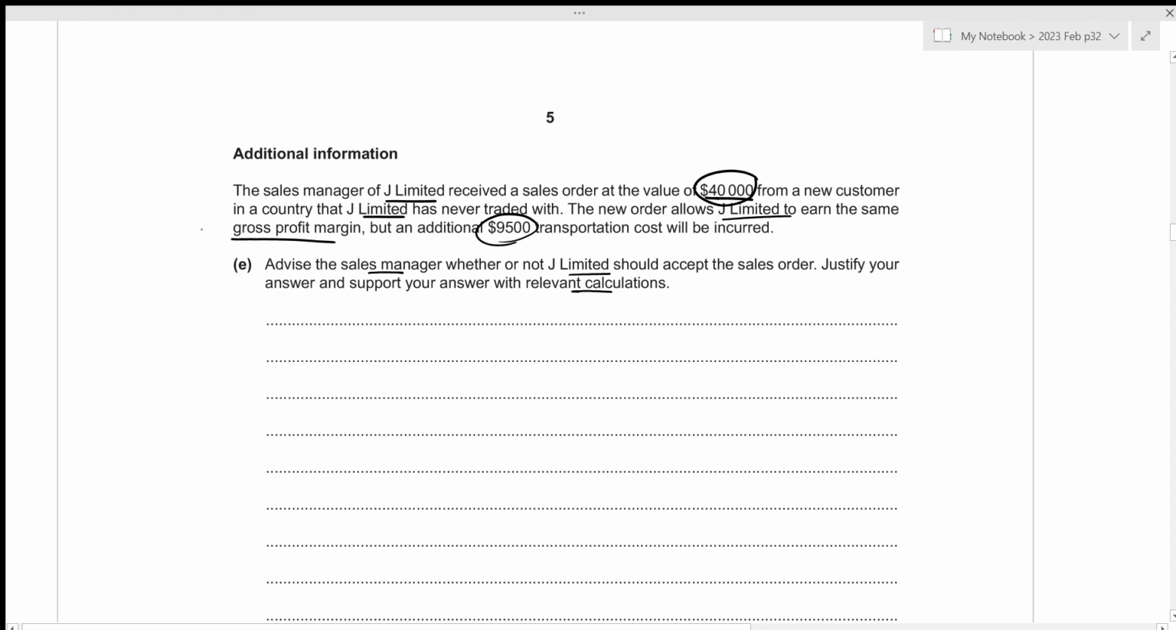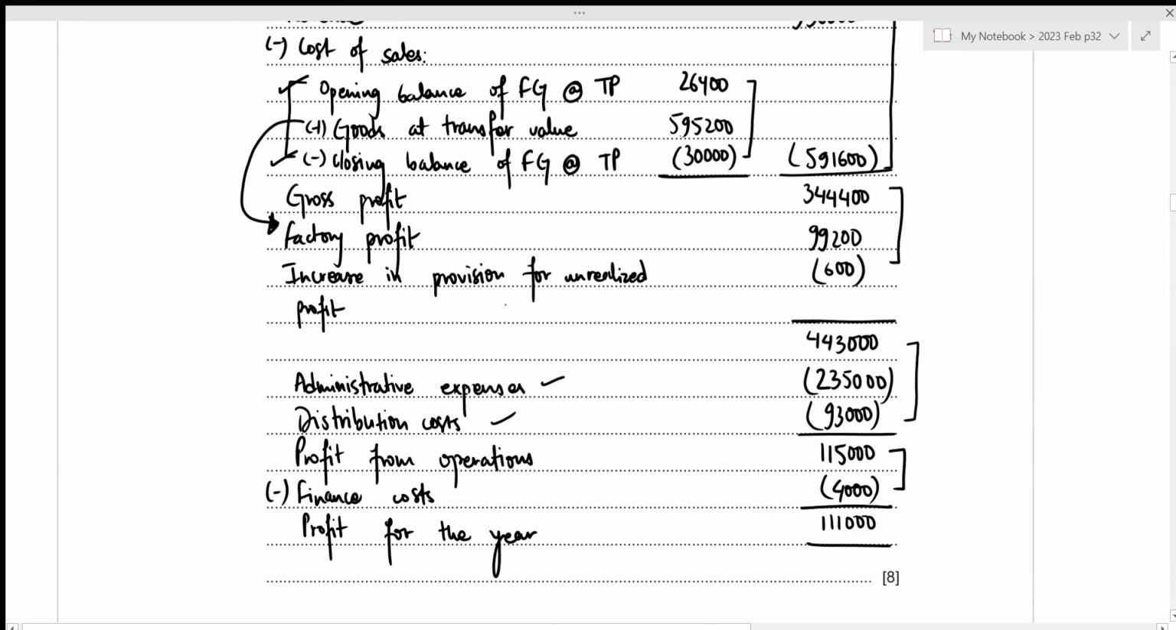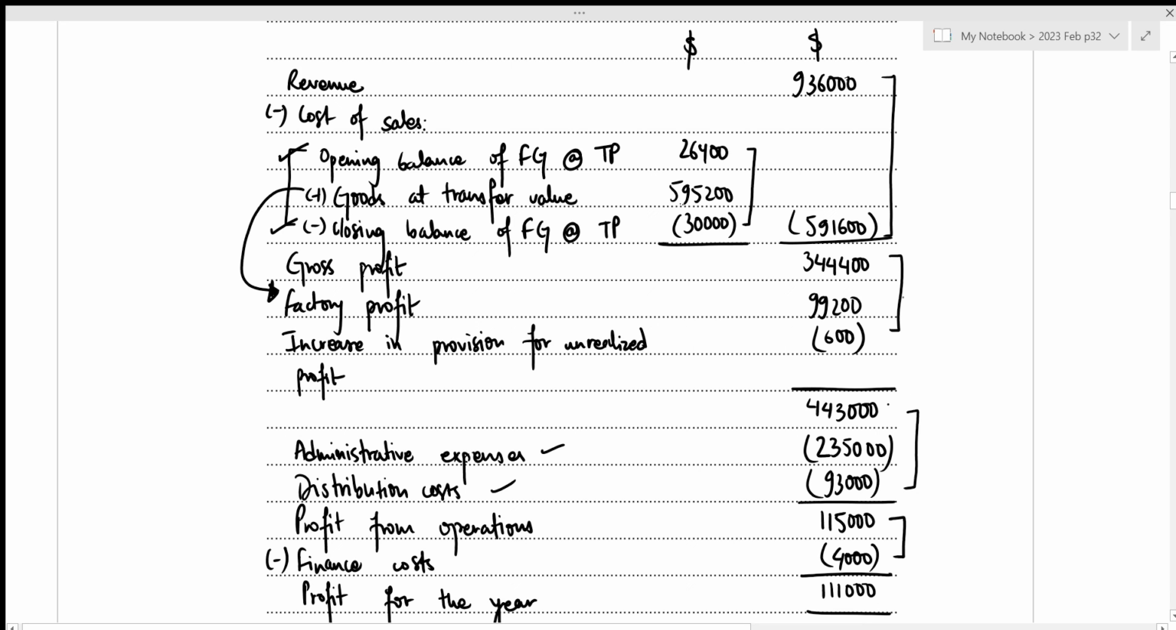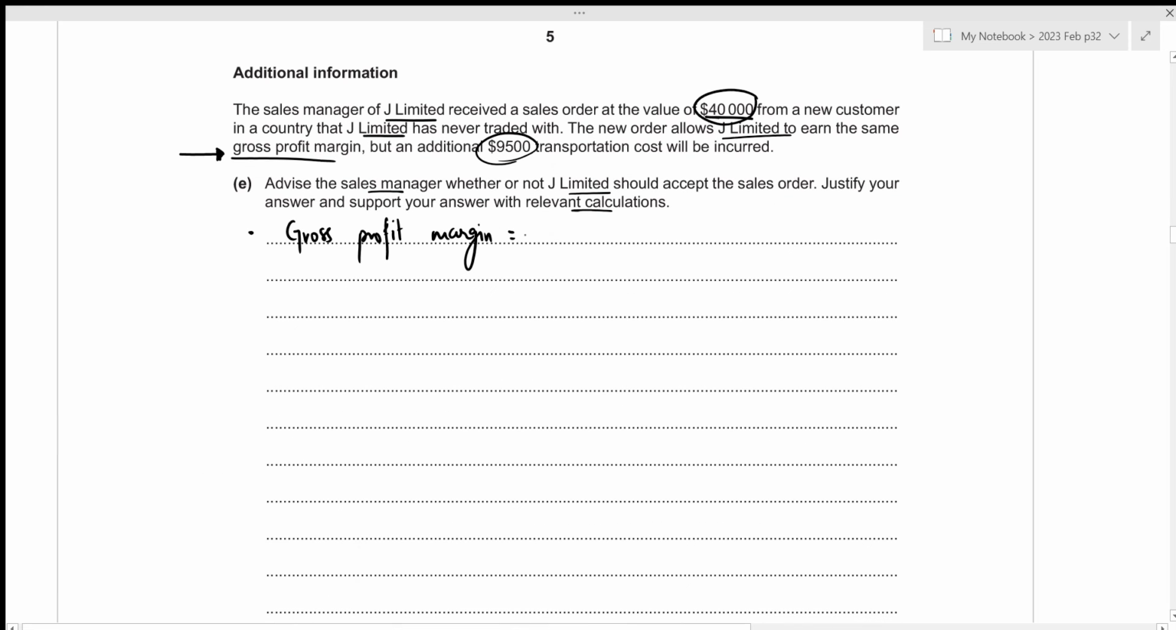So we are already told that this new order earns the same gross profit margin, which means that firstly we need to figure out our effective gross profit margin. So that's gross profit margin. Let's have a look above. So we have the gross profit after adjustment of the factory profit as well as the provision for unrealized profit to be 443,000. This is the amount that we will be utilizing in order to figure out the gross profit margin. And then we have the sales value of 936,000. So that's going to be 443,000, which is the gross profit in this case, divided by 936,000, which is the sales value, multiplied by 100%. And this gives our gross profit margin to be 47.33%.